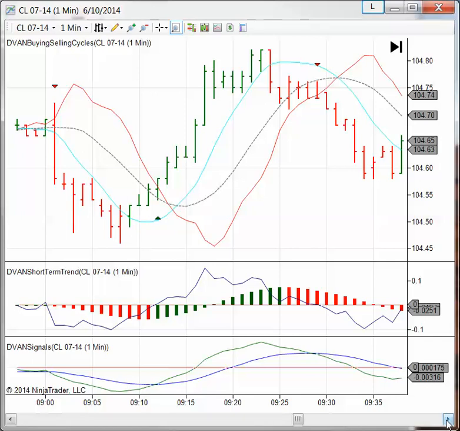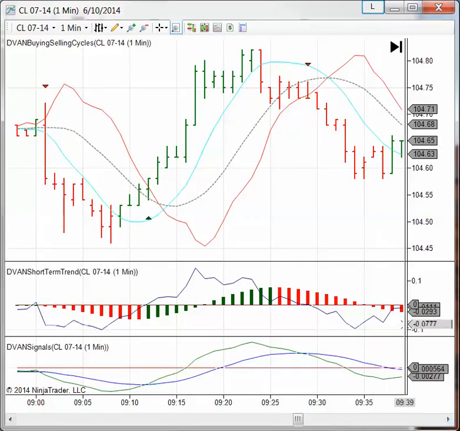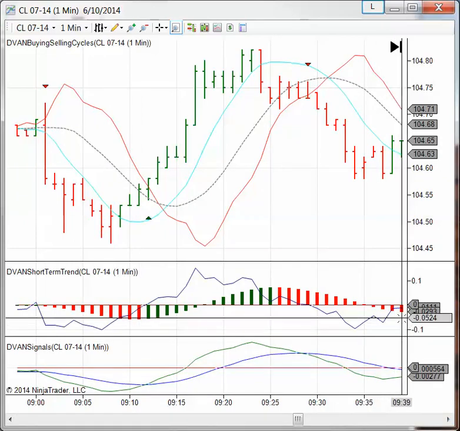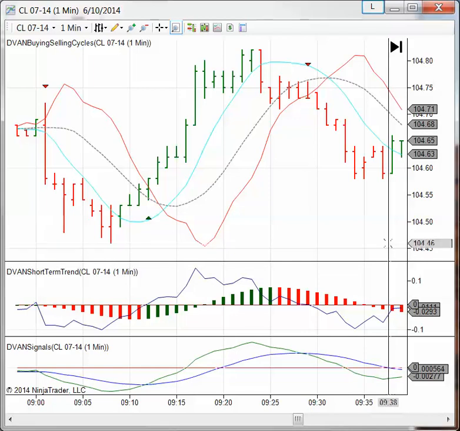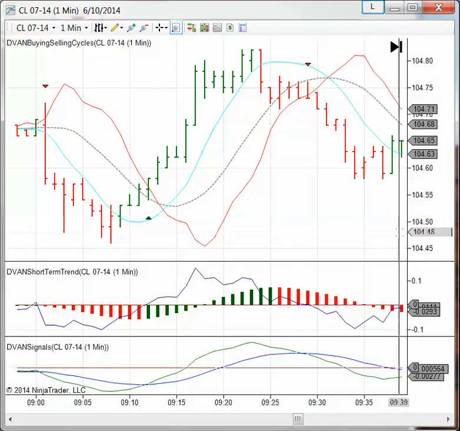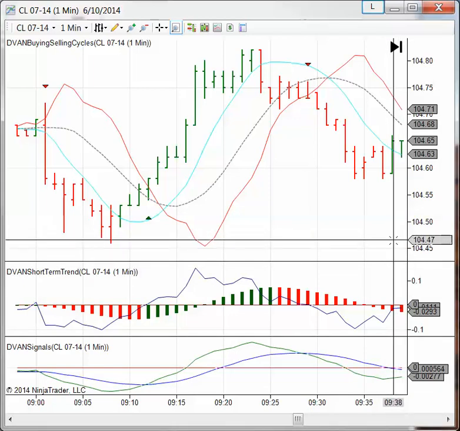We're going to continue with the progression of what we look at using the DVAN indicators. We're still in the histogram at this point, showing consolidation. We have another green price bar, meaning that there's a possible bottom occurring here. We're going to continue watching to see if our other indicators confirm.